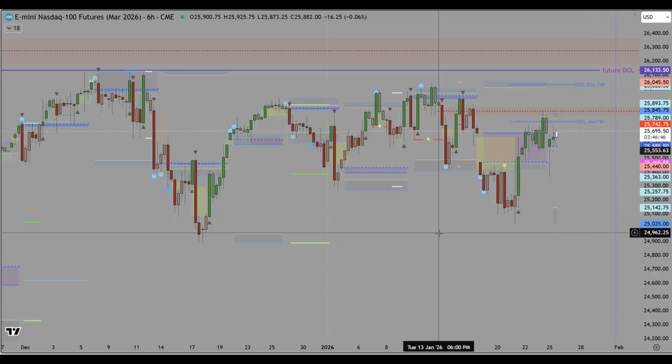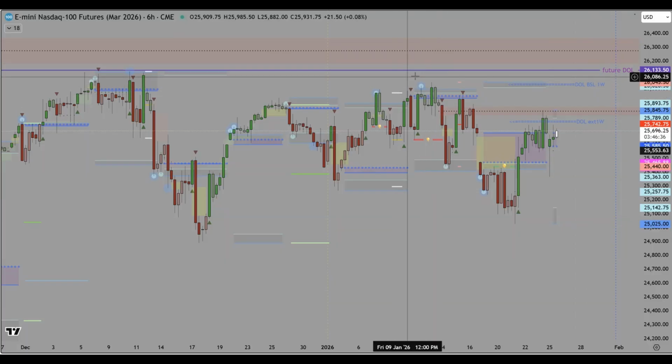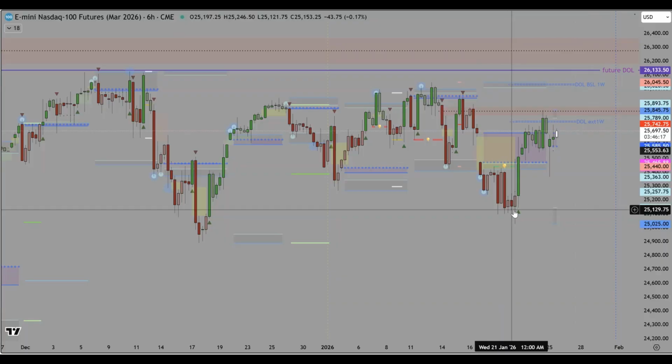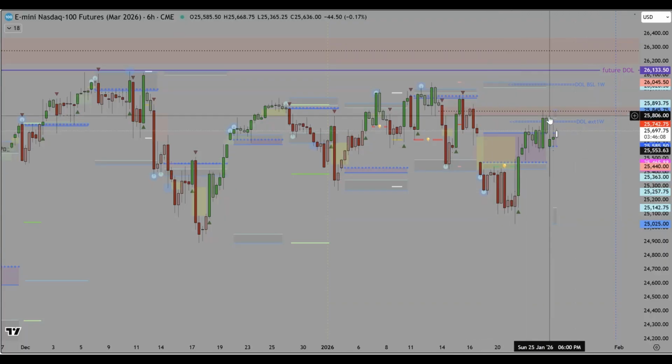Now, as I said in the previous video, we are going to look for signals only after we took some opposite liquidity. If we took previous week high buy side liquidity, we were going to look for sell signals, as you can see here. If we took previous week lows, in this case very recently, we're going to look for an opposite trade, in this case a buy side delivery.